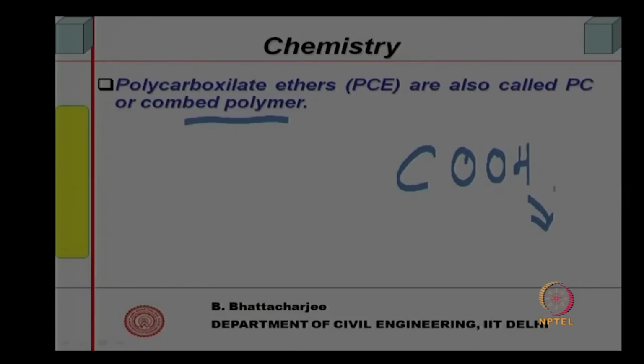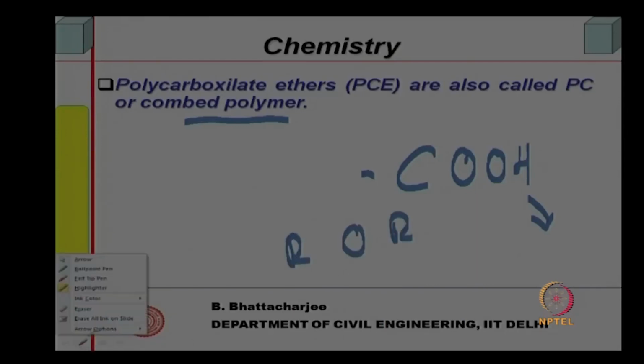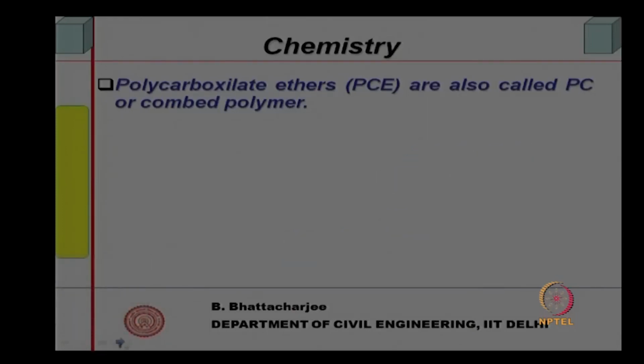In case of salt, this will be replaced by a metal, in the carboxylate salt. In case of esters, they will be replaced by organic groups. Ethers are compounds which have oxygen of this kind of structure, and let us see how they look in our case.